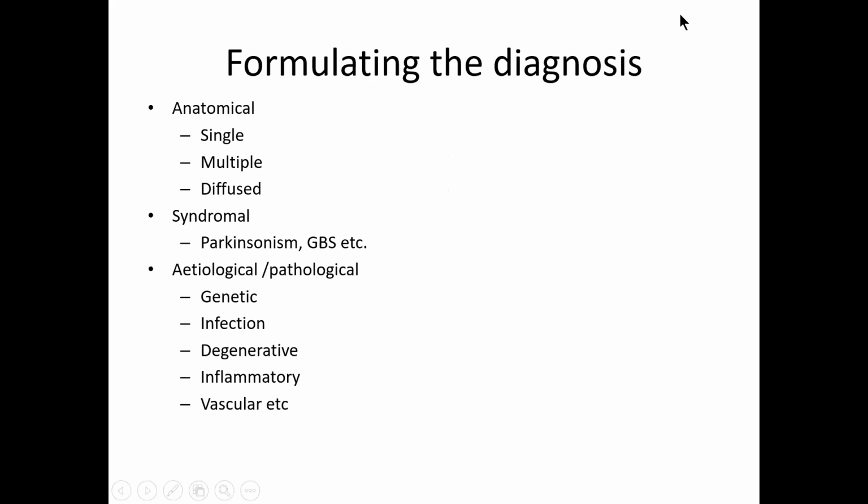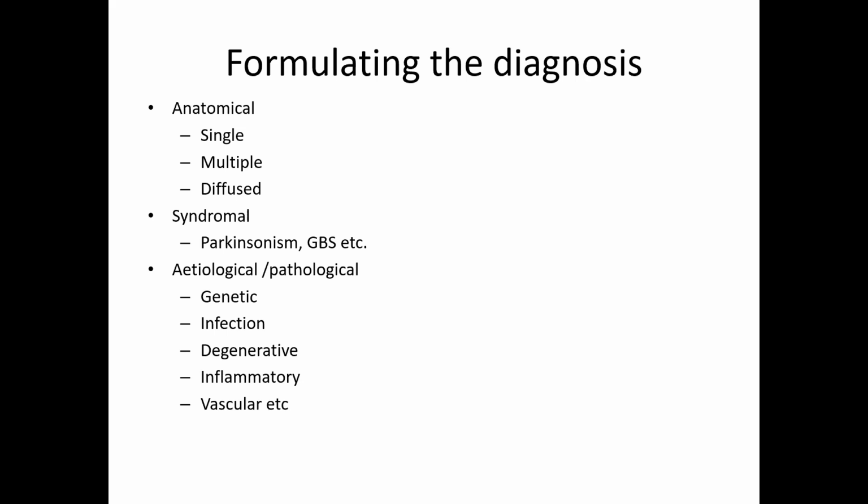Now, formulating the diagnosis: anatomical diagnosis. Single, for example, the examiner finds a foot drop. You have to think about whether it is coming from the back or from a peroneal nerve palsy. Ulnar neuropathy, either at the elbow. So that is a single diagnosis. It's normally straightforward, and normally you need to refer to orthopedic surgeons.